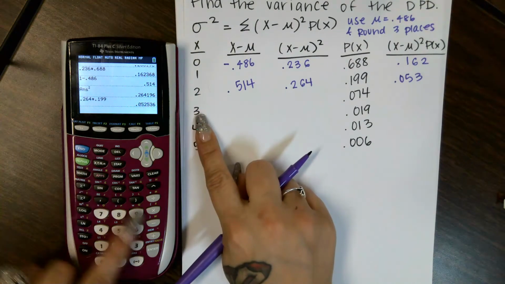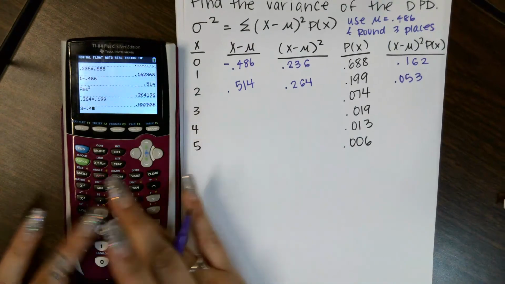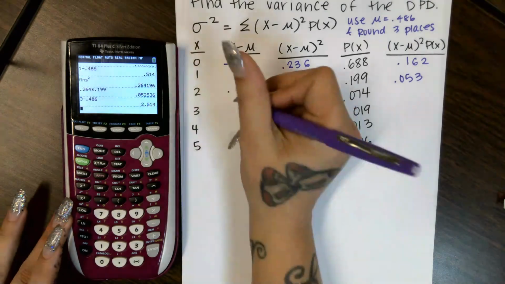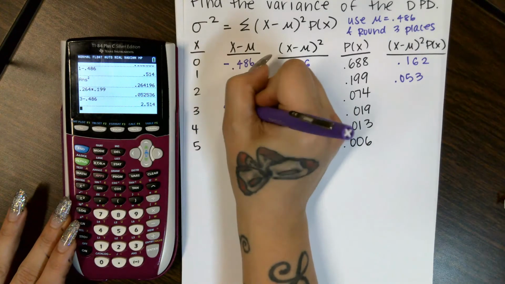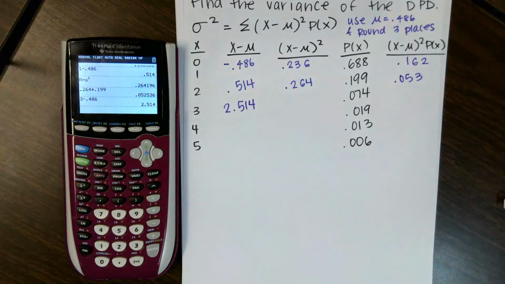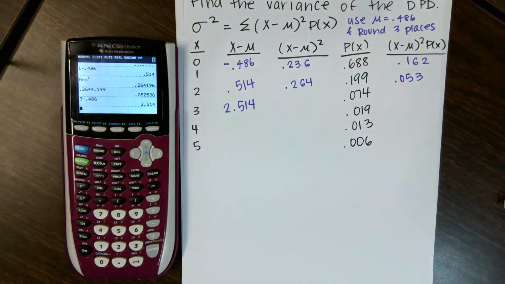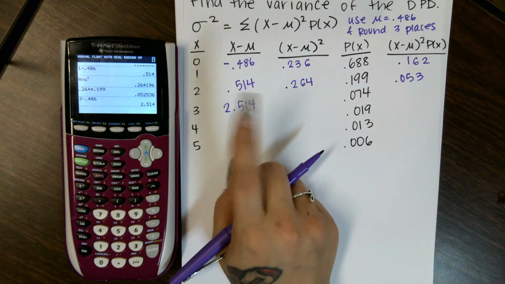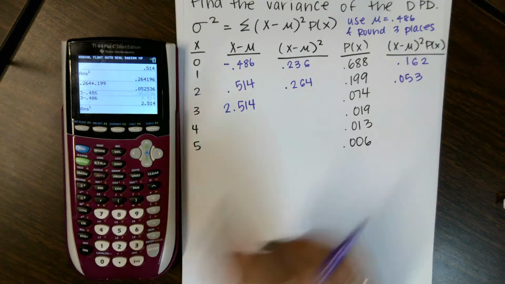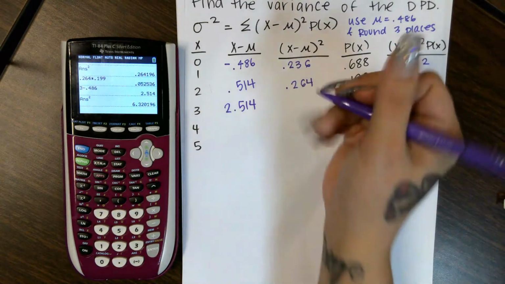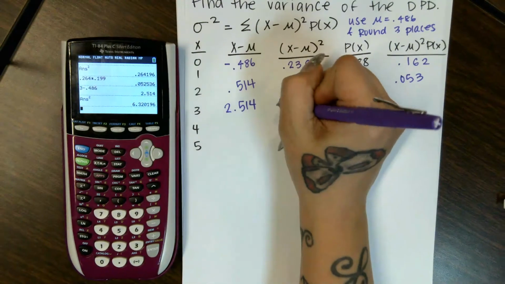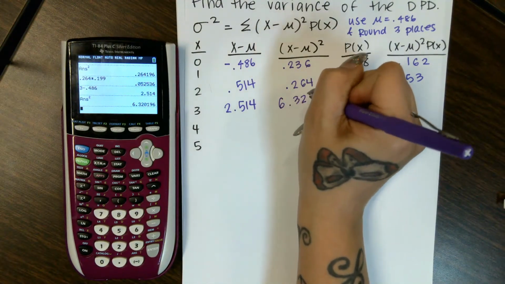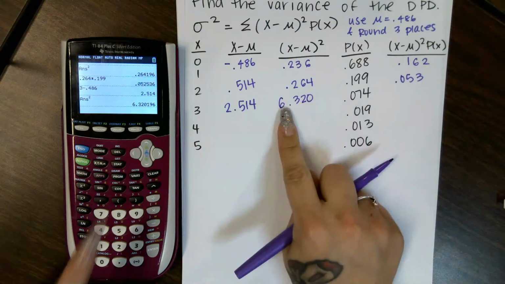Here's my x. Subtract 0.486, hit enter. I get 2.514. You actually should see a pattern here. You should be able to fill out the rest of that column, but you don't have to. While I have this in my calculator, I'm going to square it, because that's what it told me to do. And I'm going to round it to 3 decimal places. I get 6.320.